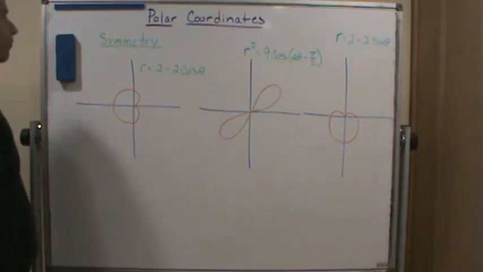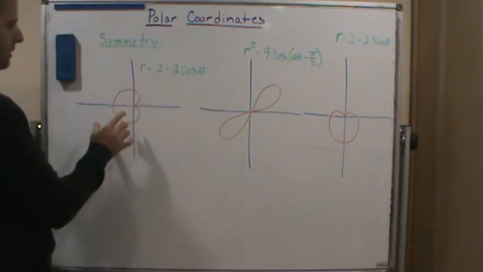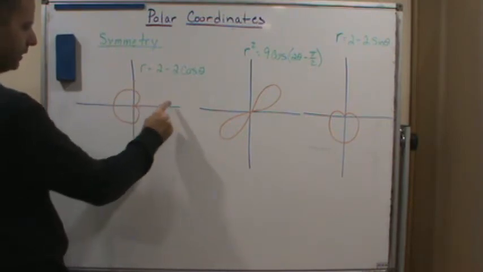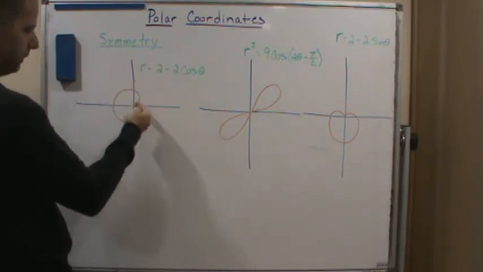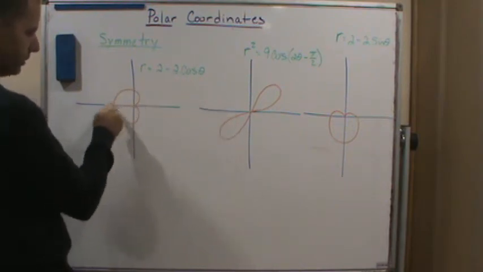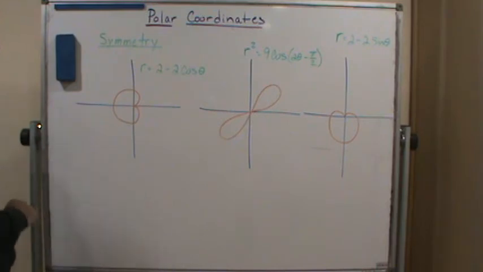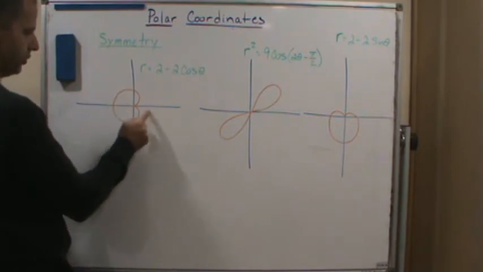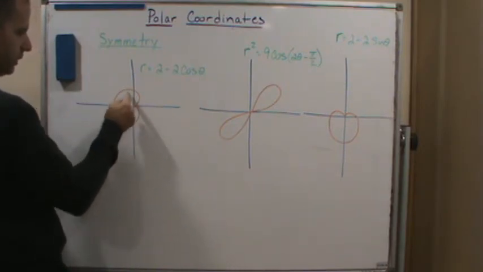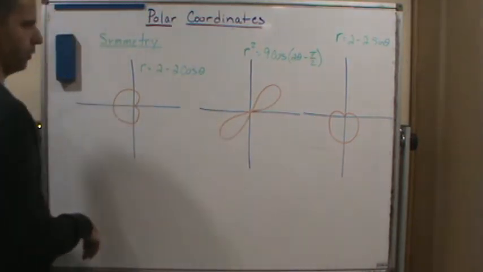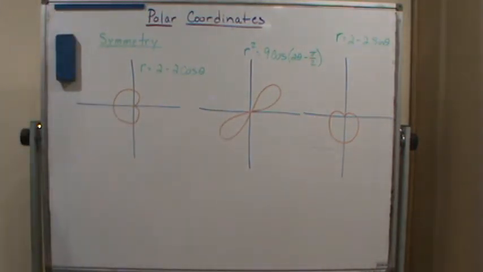notwithstanding, you can see that this is going to have symmetry with respect to the polar axis, right? The polar axis, because again, this is an example of what it would look like. So we have this cardioid, and you can see that it's symmetric with respect to the polar axis because you flip it down. This would be an example of something that's symmetric with respect to the pole, right?